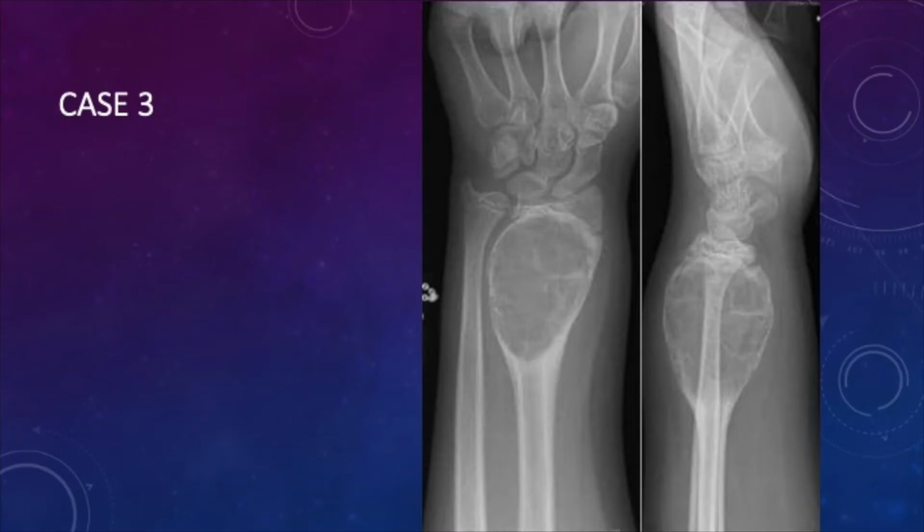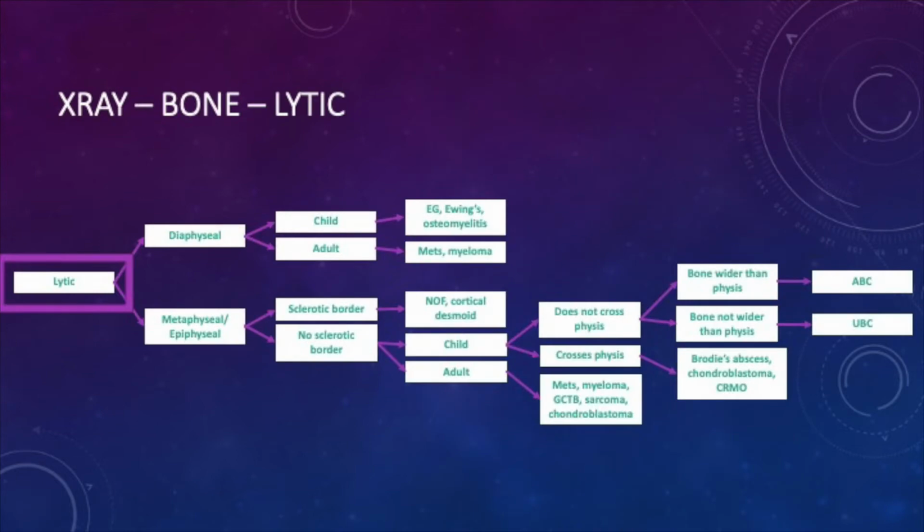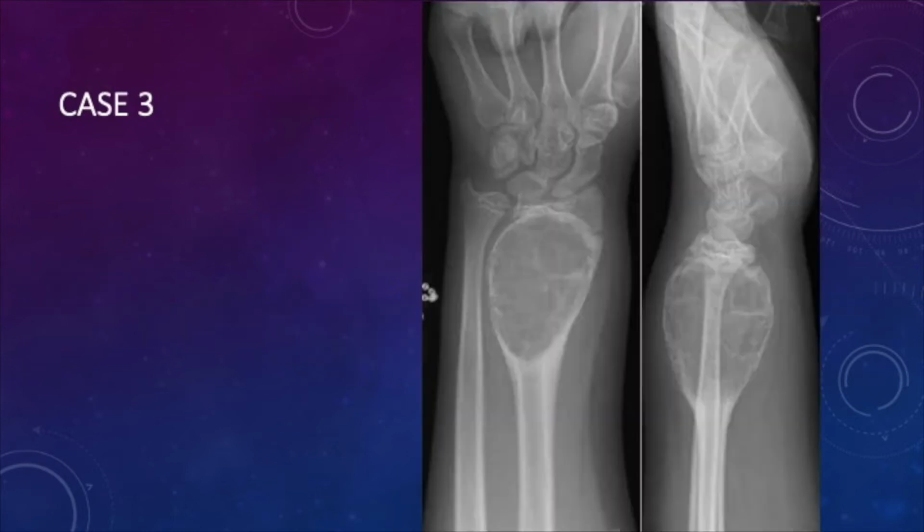So here's an x-ray of a wrist of a skeletally mature individual that shows a very large bone lesion in the distal radius. So we've now got a bone lesion, not a soft tissue lesion, and so we're going to go down the bone algorithms, and we can see that this is predominantly lytic. So we're going to use the lytic bone algorithm. So the first question we have to answer on that is, where is this located? Is it diaphyseal or is it metaphyseal or epiphyseal? Well, it's obviously metaphyseal and juxtaphyseal, so we're going to go down the metaphyseal pathway.